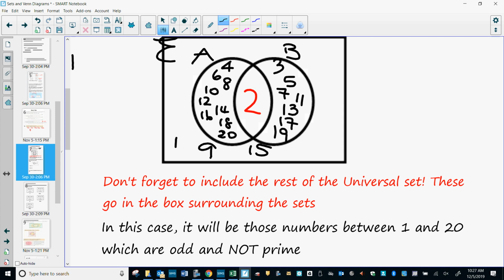Sometimes you're asked to describe what kind of numbers we're looking at. So obviously these numbers outside here are numbers that are not prime and they are not even. Okay, so these are the numbers that would be not prime and not even, or in other words, odd.